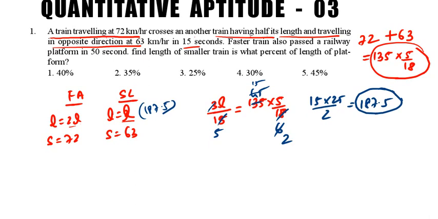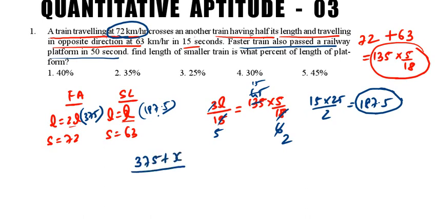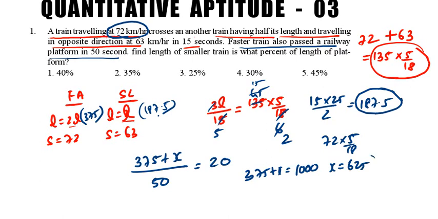Do the calculation part. 3 5s, 3 6. Now what we are going to get? 3 2s, 3 45s. This is totally 3 1s, 3 15s. 15 into 25 by 2, that is 187.5. So length value we are going to get 187.5. That means the small train or slower train length is 187.5.